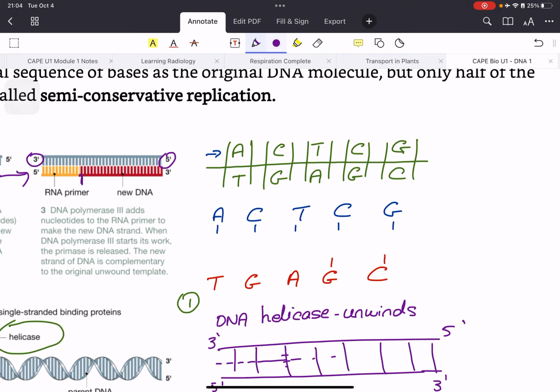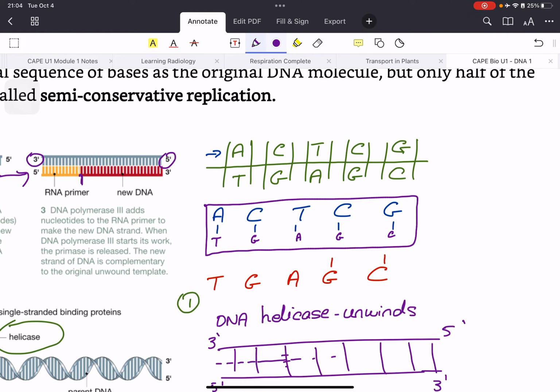So therefore, DNA polymerase will add on a T to the A, G to the C, A to that T, a G to that C, and a C to that G. And this now will continue on through and make its own DNA molecule. Right? Isn't that the same molecule as what we started off with?